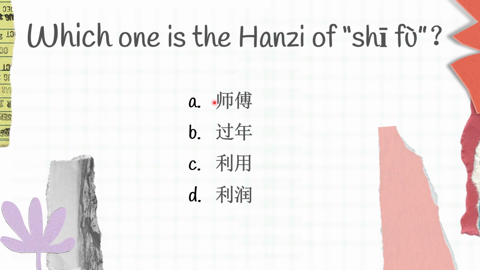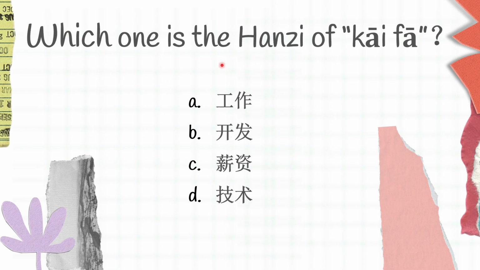A is 师父, B is 过年, C is 利用, D is 利润, and 师父 is A. Let's move on to the next question.